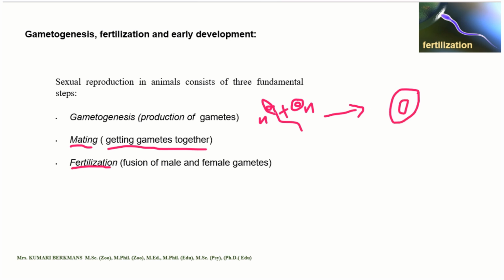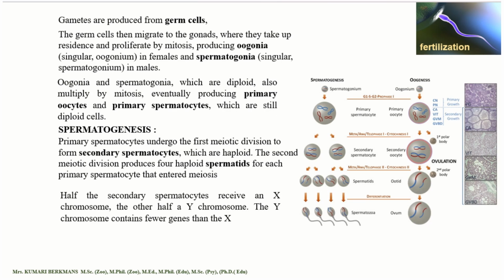So during fertilization, the fusion of male as well as female gametes takes place. There is a fusion of haploid nucleus from sperm as well as ovum and it forms a zygote. This is called a zygote, and the number of chromosomes present here is 2n. That is one set from father and one set from mother. So the sexual reproduction of animals consists of 3 steps: gametogenesis, mating and fertilization.